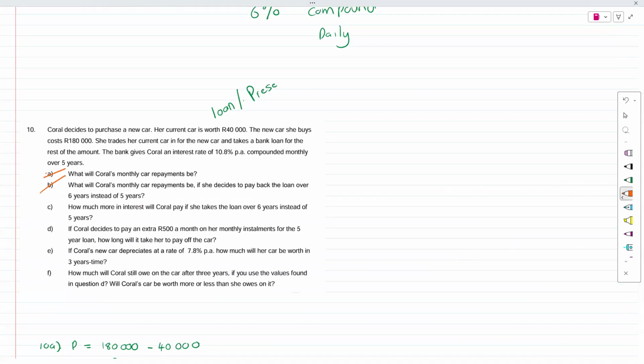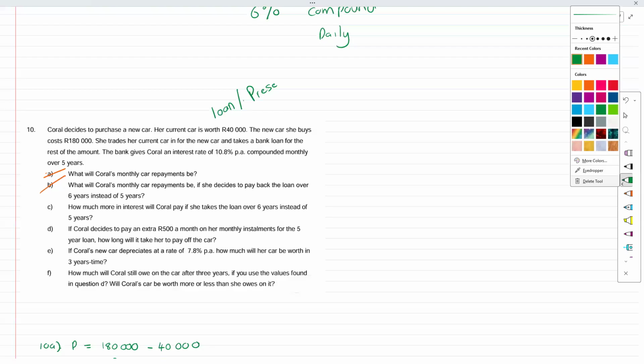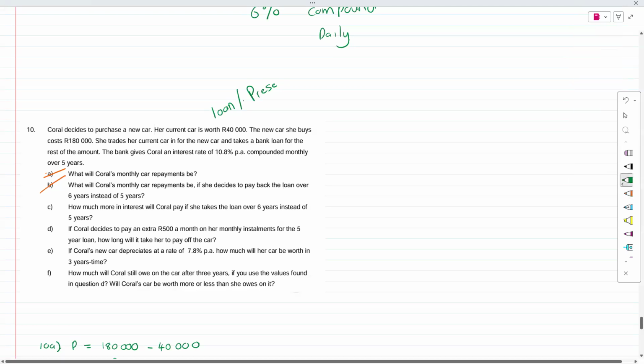Let's go with C. I don't know what C wants, but we can pick. C says, how much more in interest will she pay if she takes the loan over 6 years? Okay, this is a very simple question, guys. You're going to see this multiple times.